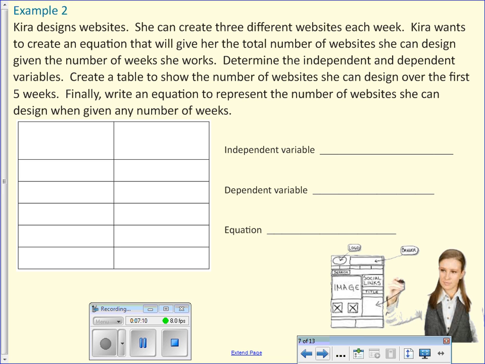So first, let's go back and number our tasks. The first task is to determine the independent and dependent variables. Then we have to create a table. Then we have to write an equation. Okay?